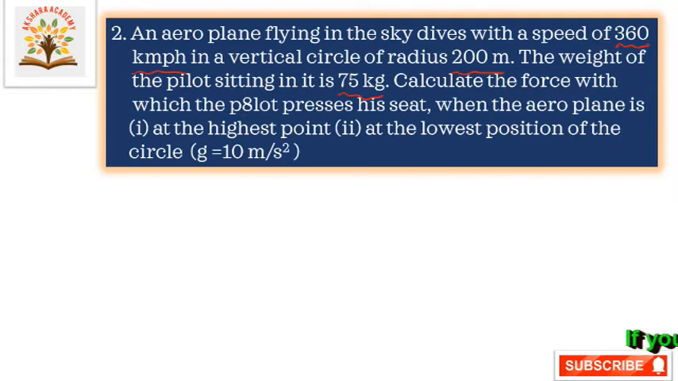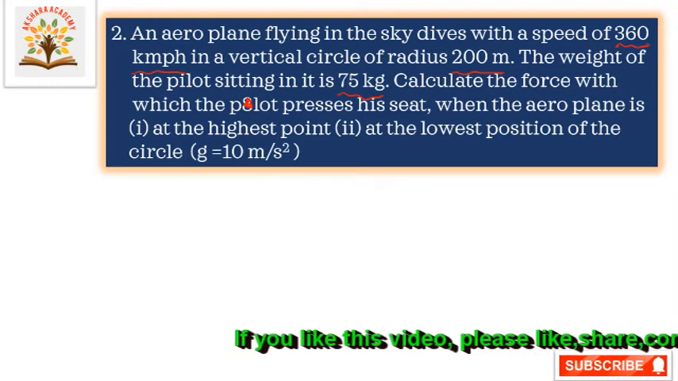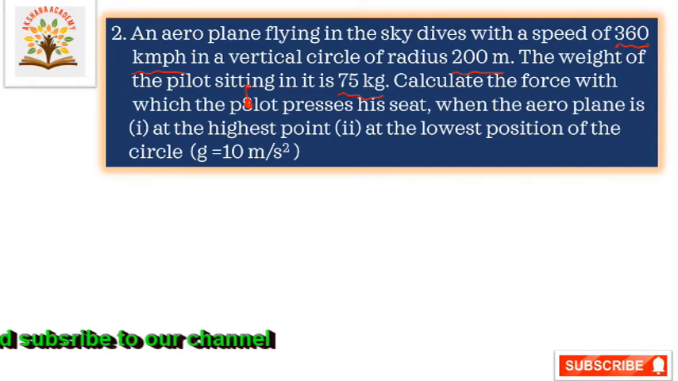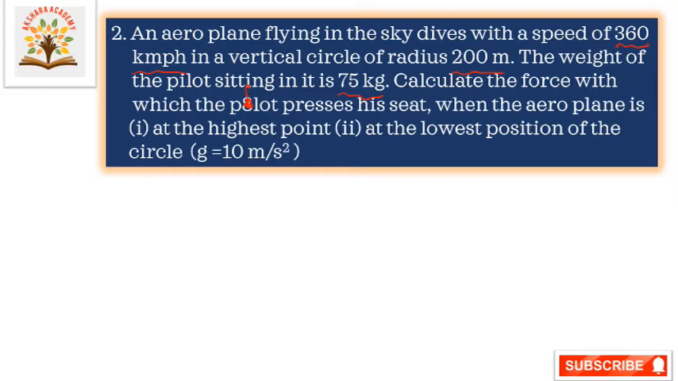Here this is the pilot. Now we have to calculate in this question the force with which the pilot presses his seat. First case, the aeroplane at the highest point, and the second case, when the aeroplane is at the lowest position of the circle. Here they gave g as 10 meters per second square. Now let us go to the solution.